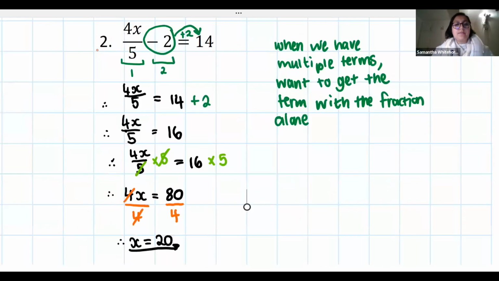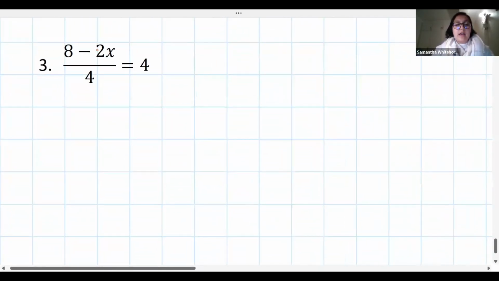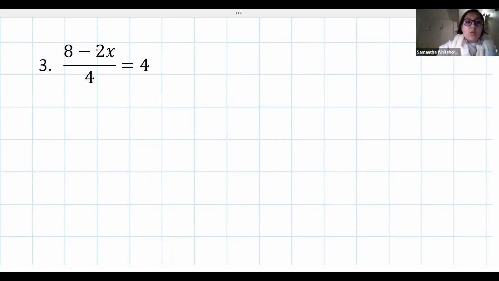Okay, good, guys. So let's have a look. If we now have a look at question 3, we've got 8 minus 2x over 4 is equal to 4. Now, what's different in comparison to the ones we've done is that in my numerator, I have got 2 terms. I've got the 8 and the minus 2x. That doesn't change anything though, guys. We still don't want the fraction there.